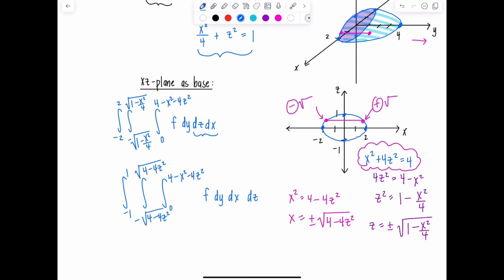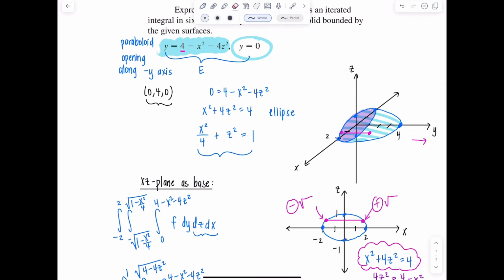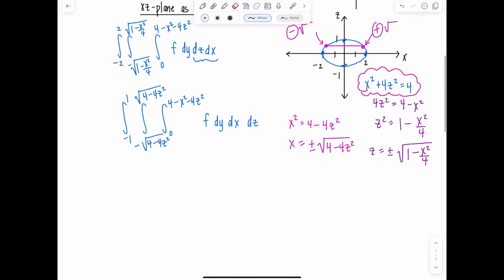Good. So we've done xz plane as the base, 2 orders of integration. We've got 4 left. So we have to switch up now which plane we're going to use as the base. Okay, let's try xy plane as the base next. Okay, here we go. So xy plane as the base. So in the xy plane, z is equal to 0.